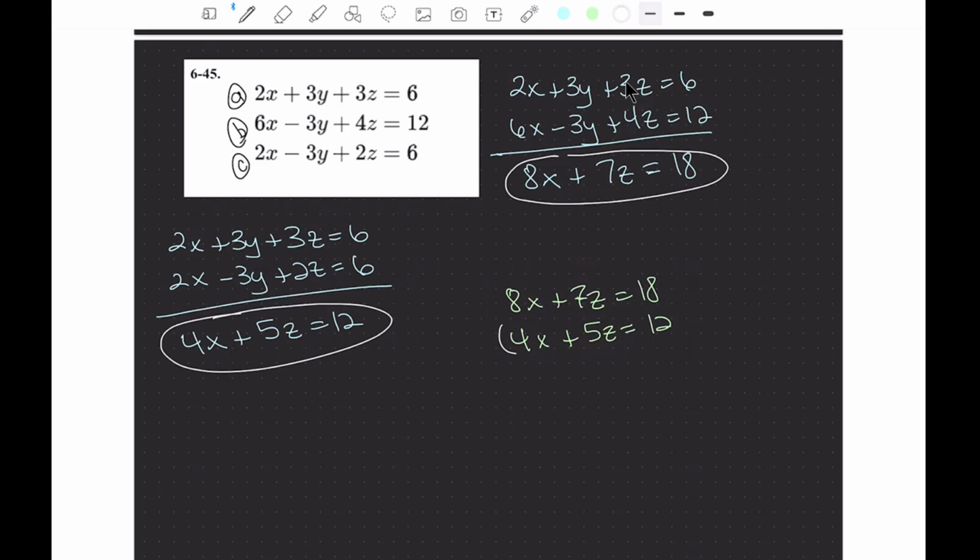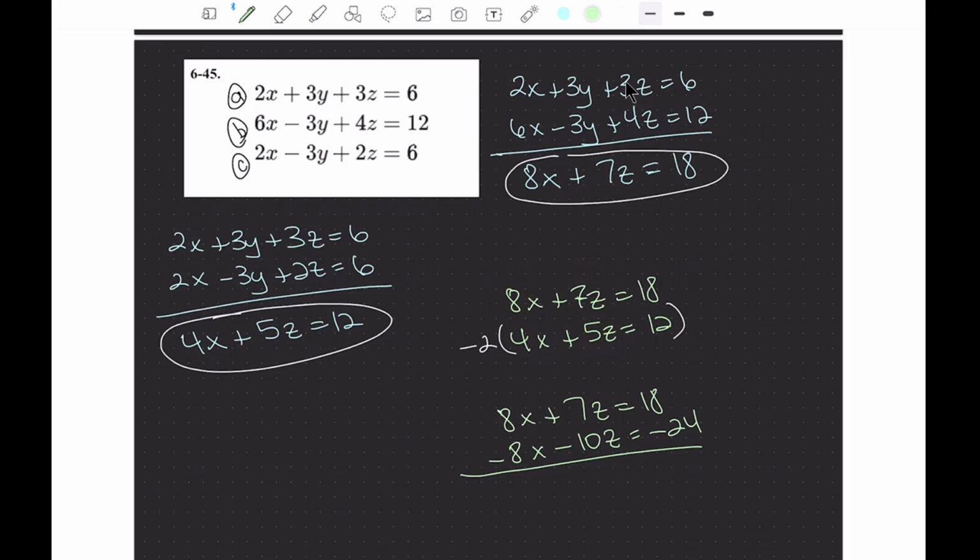So I'm going to multiply everything by -2, right? Top and bottom. So I'm just going to rewrite that top equation: 8x plus 7z equals 18. And then when I multiply the bottom by -2, I got to make sure I multiply everything by -2. So -8x minus 10z equals -24. Okay. You guys all good with that?